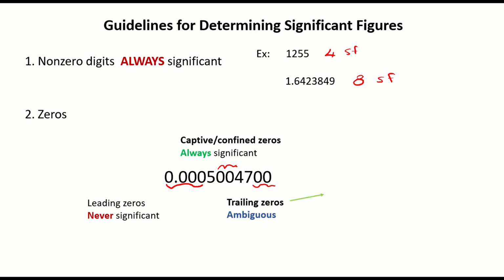Now, are they significant or not? It is situational. It depends on whether you see the decimal point or whether you don't see the decimal point. If you see the decimal point in this number, those trailing zeros will always be significant. And if you don't see a decimal point in this given number, those trailing zeros will never be significant. Now, why do we have these two different rules? So let's look into trailing zeros first.